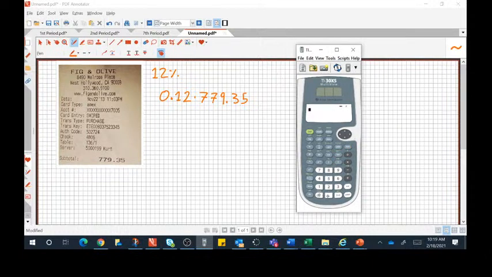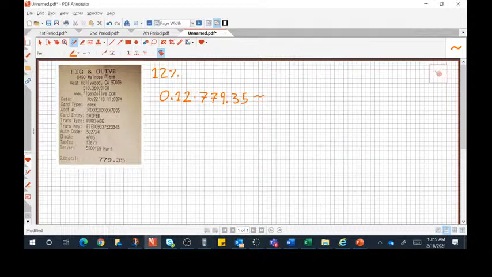So we're going to do 0.12 times $779.35. Just $93.522. What do you guys want to call that? $93.52 or 53. I'll tell you right now, guys, when I'm tipping, I like to round up. So I'm going to call it about $93.53.